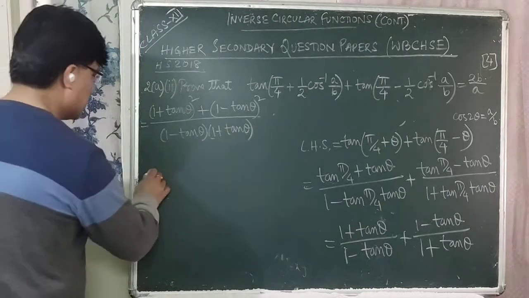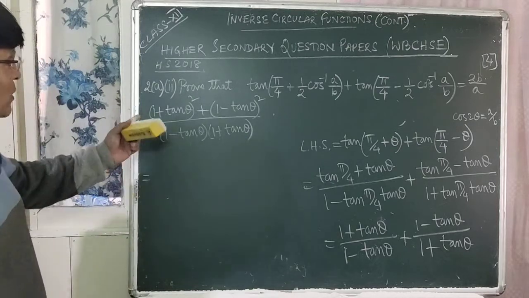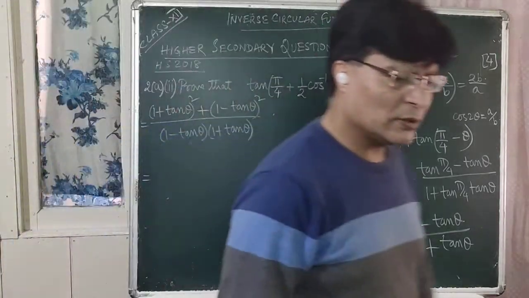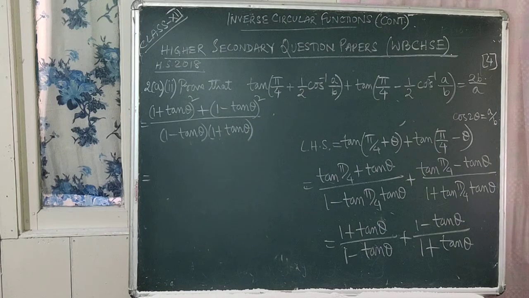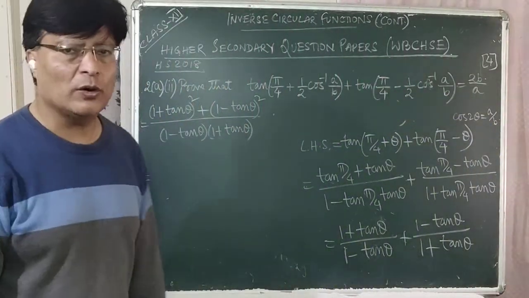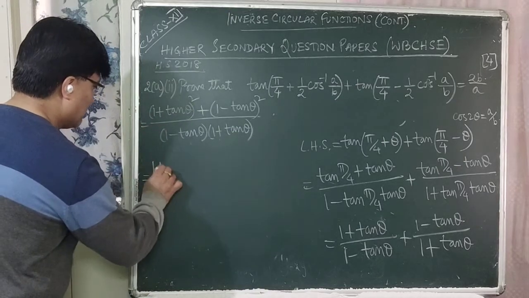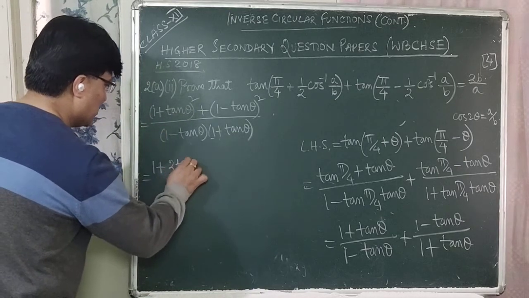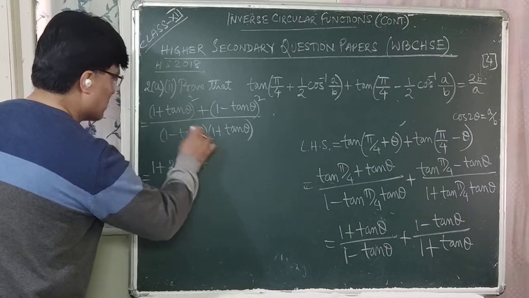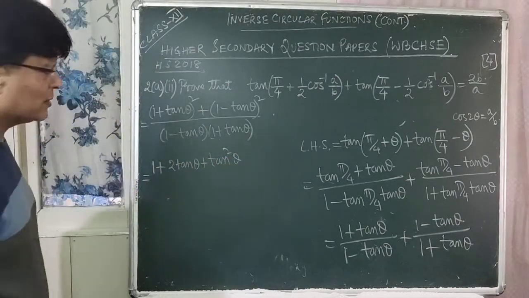Now let us simplify it. Which formula is used in the numerator? This is a plus b whole square, that is 1 plus tan theta whole square. And 1 minus tan theta whole square is a minus b whole square. So you know the formula, right? What is a whole square? 1. Plus twice ab, what is twice ab? 2 tan theta. Plus b whole square, which is tan square theta. You know how to simplify it, isn't it?